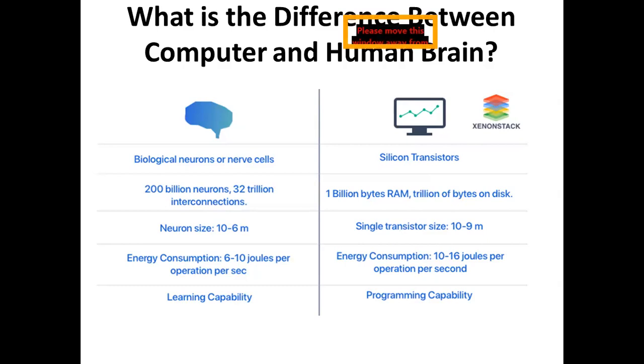So in the human brain, we have biological neurons, our nerve cells, whereas in the computer we have silicon transistors. In the human brain, 200 billion neurons and 32 trillion interconnections will be there, but in your computer, 1 billion bytes of RAM and trillions of bytes on disk. Neuron size is 10 to the power of minus 6 meter, and in the computer a single transistor size is 10 to the power of minus 9 meter. The energy consumption is 6 to 10 joules per operation per second in the brain, and in your computer it is based on 10 to 16 joules per operation per second. And the human brain has learning capability, but we have programming capability in the computers.